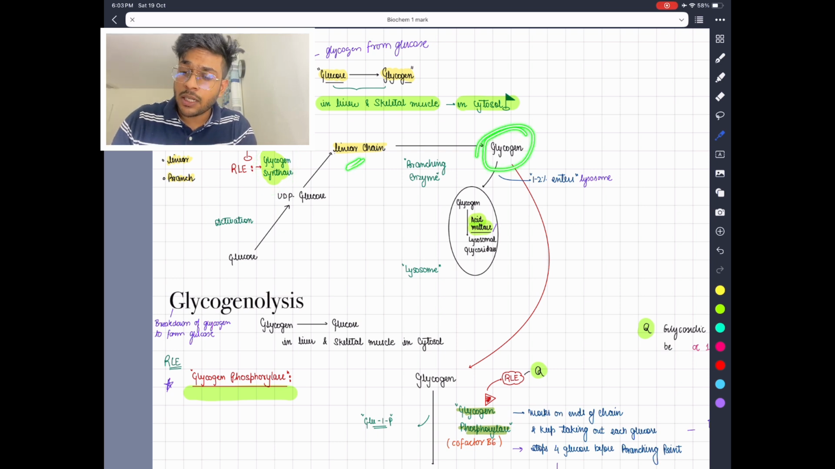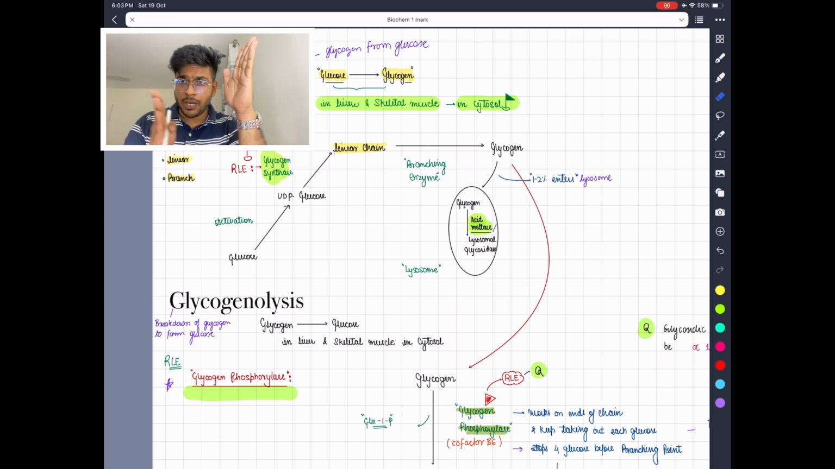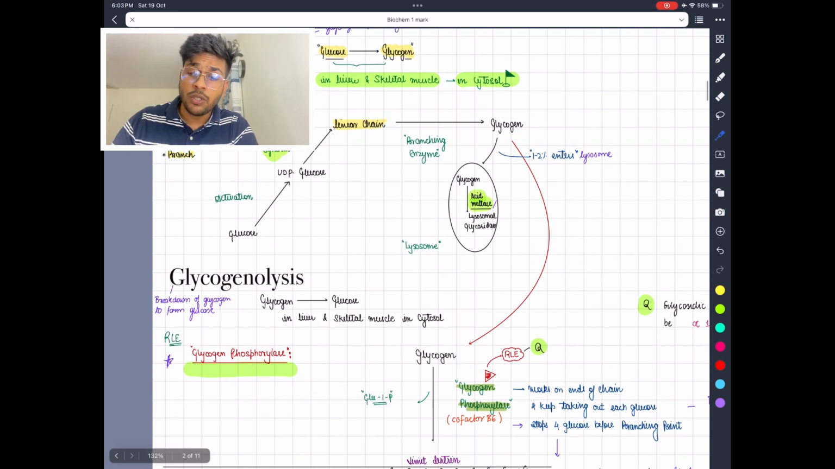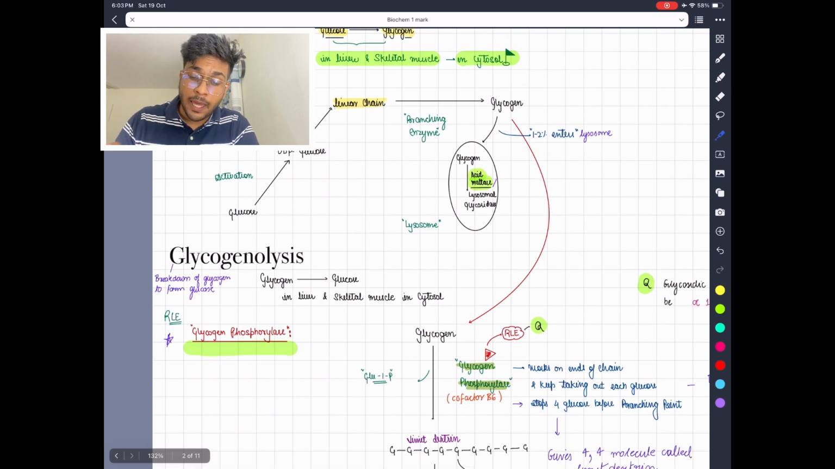After the linear chain gets converted into glycogen, this happens by the enzyme called branching enzyme. I'll tell you about branching. Basically it will take the linear chain, make it into branches, and it will eventually form glycogen. Now the next process is glycogenolysis, which is basically taking this glycogen and converting glycogen into glucose, so it can be used in our bodies. That is called glycogenolysis.